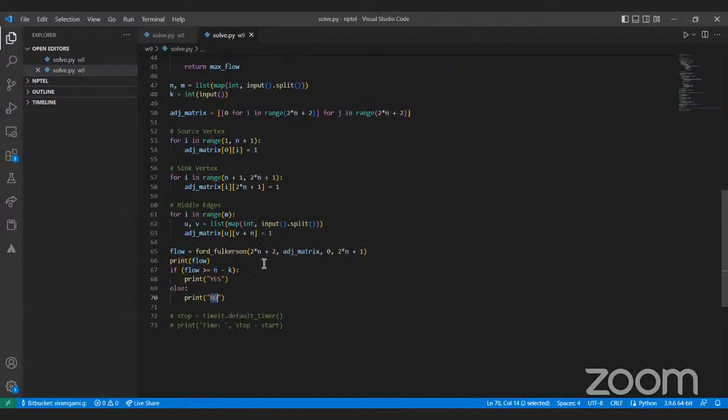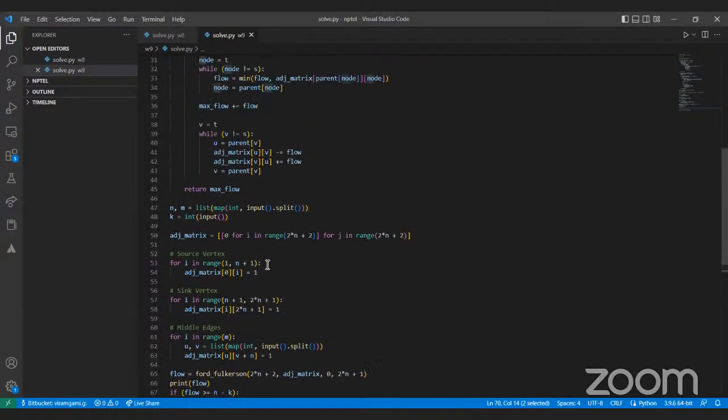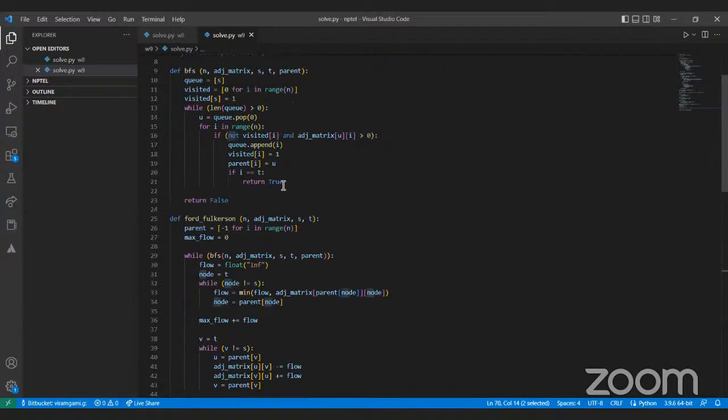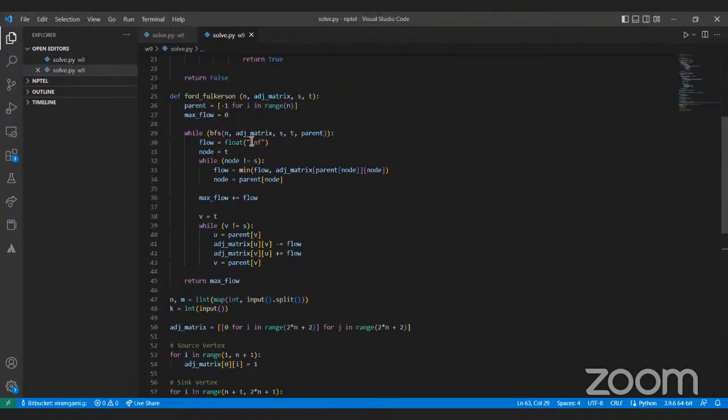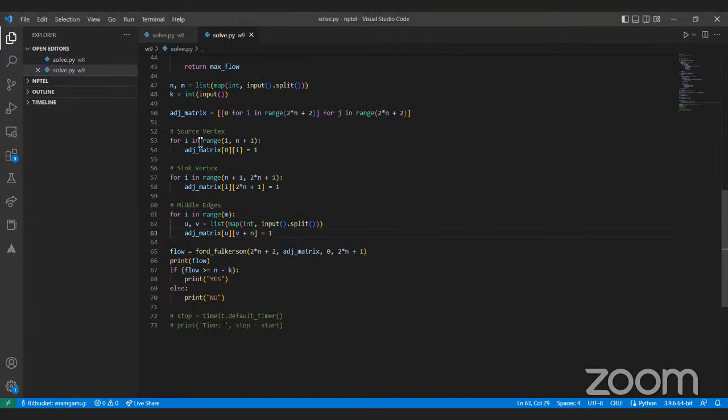So any doubt in this particular implementation? This particular flow algorithm is the same as the earlier one. The difference between this and the earlier problem was the construction of the new graph. So basically you need to run the flow algorithm on a new graph G prime. So any doubt?